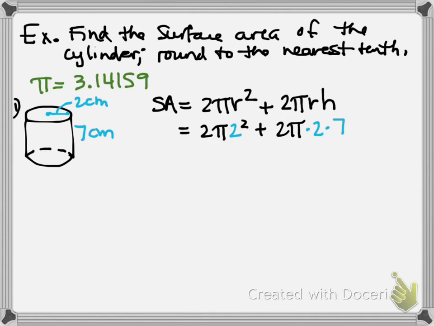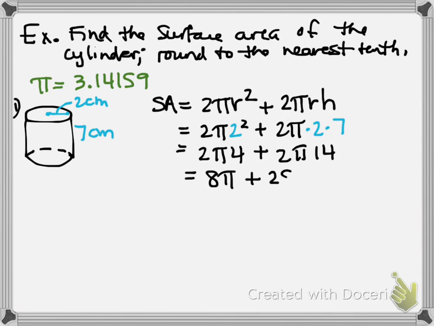Now here's what I expect that you can do. Because both of these are going to involve pi, this is what I need to see to be called complete work. Well, this gives me 2 pi 4, this gives me 2 pi 14, that gives me 8 pi and 28 pi. And because they both are in terms of pi, all I'm going to do is take the coefficient numbers, the 8 and the 28, and add them together. So that gives me 36 and then pi.